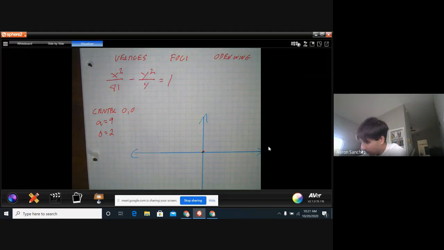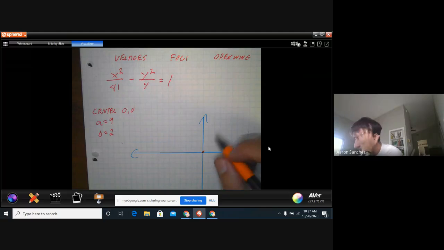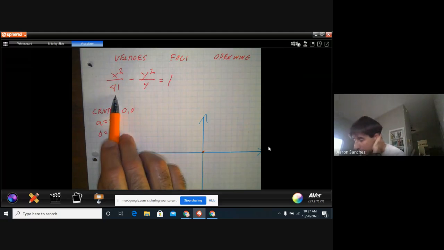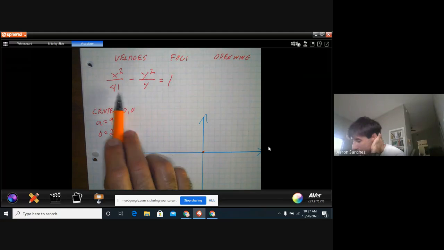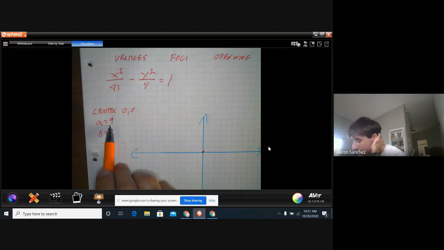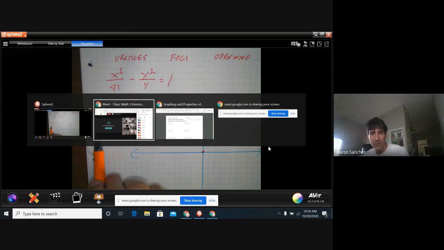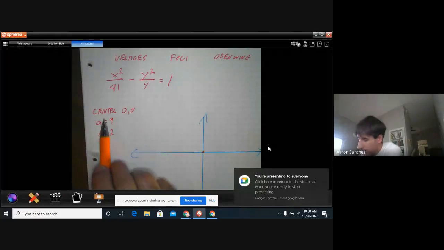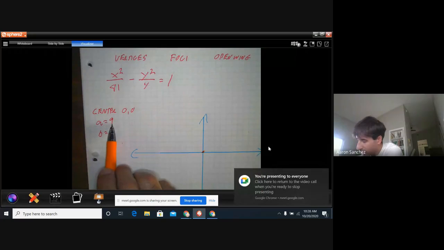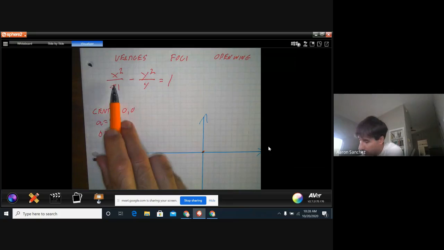Okay, so my A is square root of 81, which is 9. B is square root of 4, which is 2. Am I going to go up, down, or left and right for my 9? Let's go with Jade. What do you think? Left and right. Very good, because it's under the X.